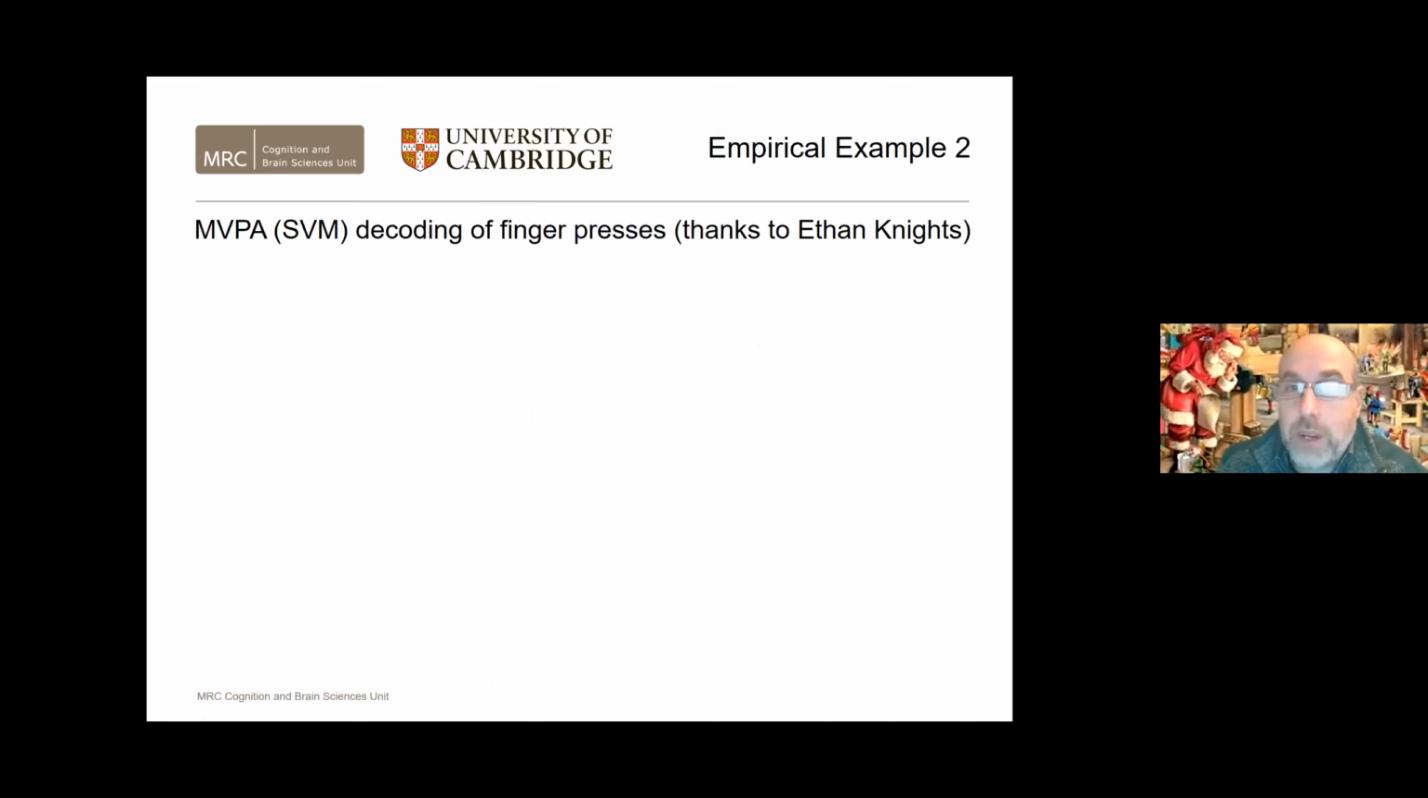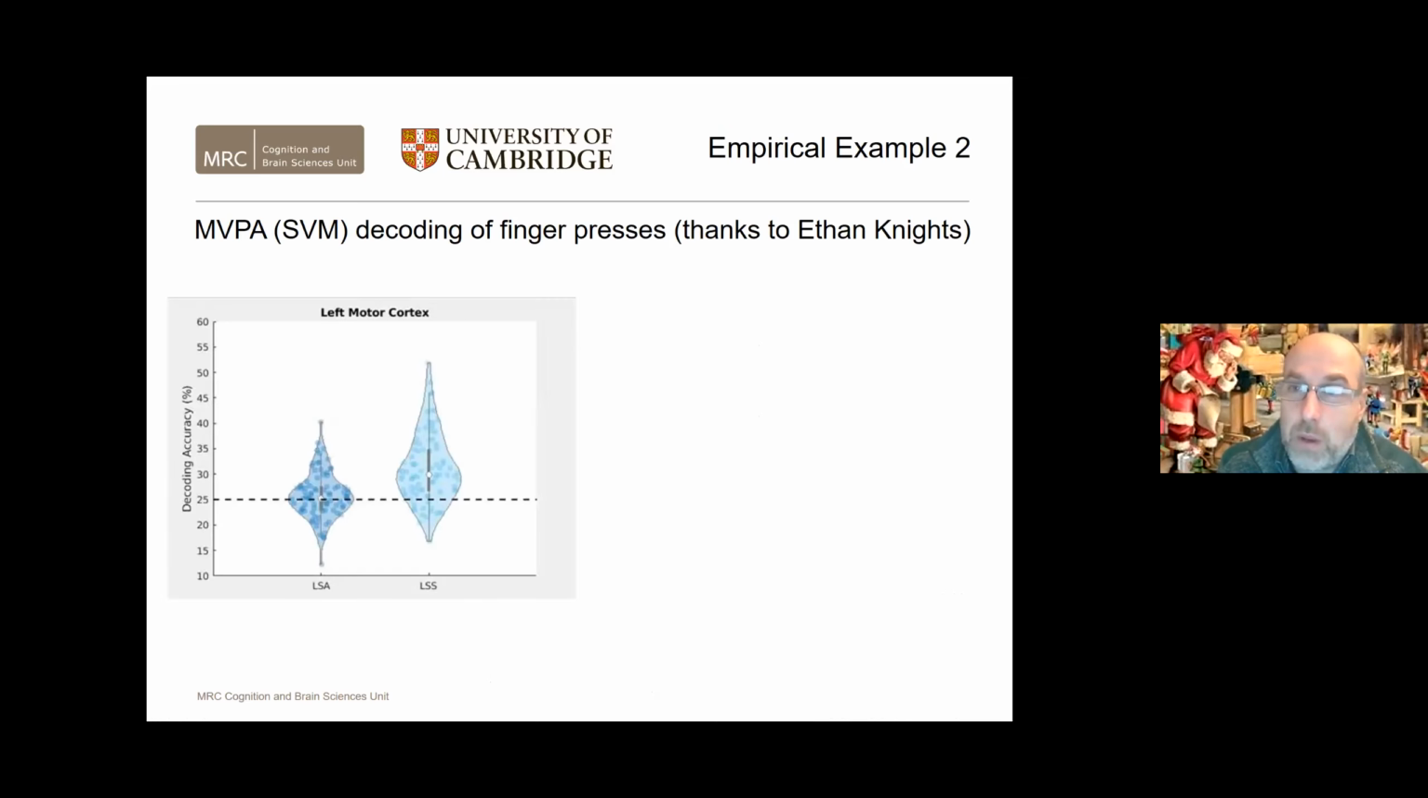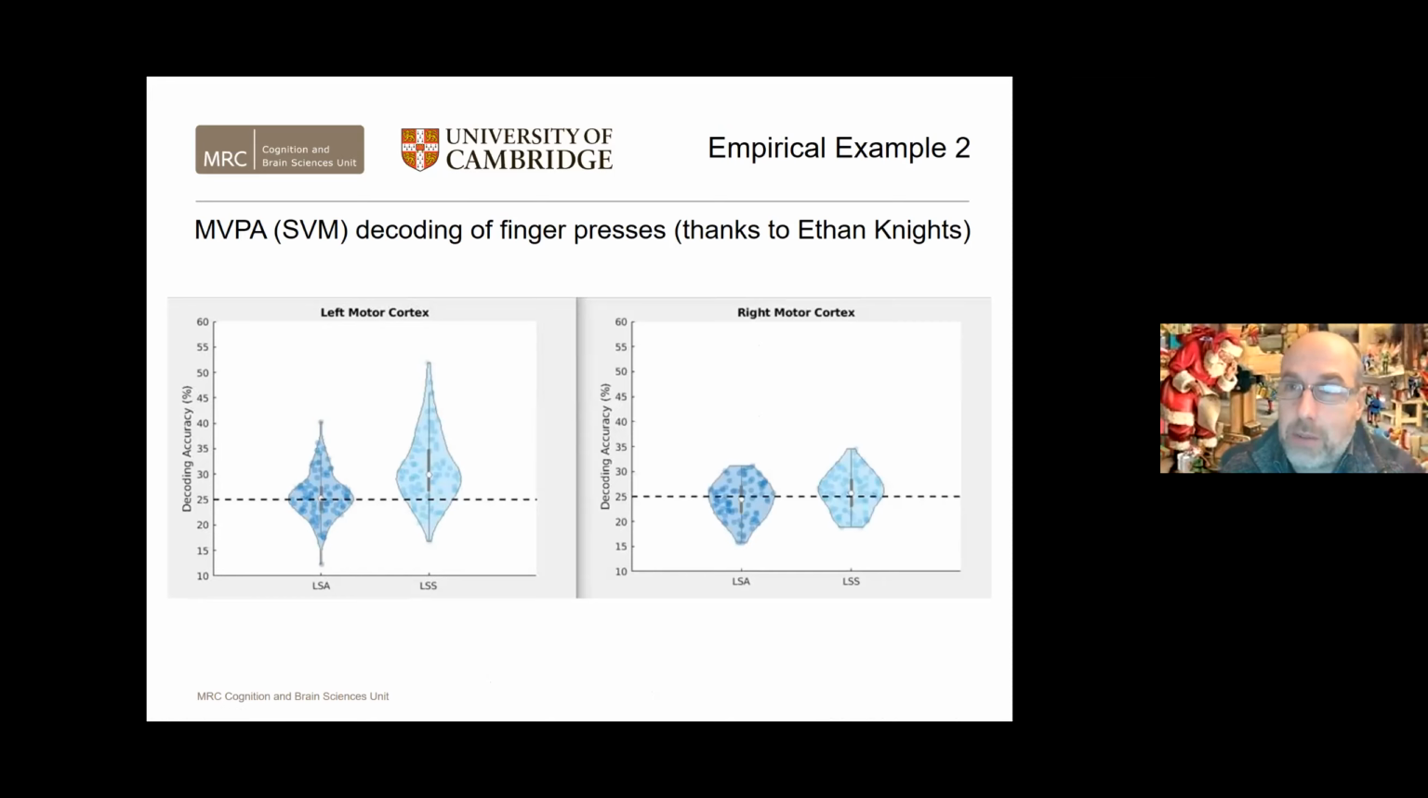A second example, very quickly, this is from CanCan, thanks to Ethan Knights. We were decoding the finger, so people pressed one of 4 fingers on their right hand, and so this is the contralateral hemisphere of motor cortex, and you can see that with LSA, classification was at chance, 25%. It was only with LSS that we managed to get classification performance above chance. And as you expect, the ipsilateral motor cortex didn't show such classification. So here's another situation where LSS seems to be doing better than LSA.